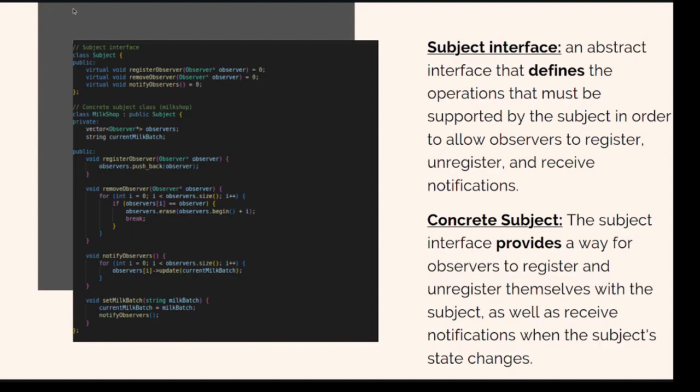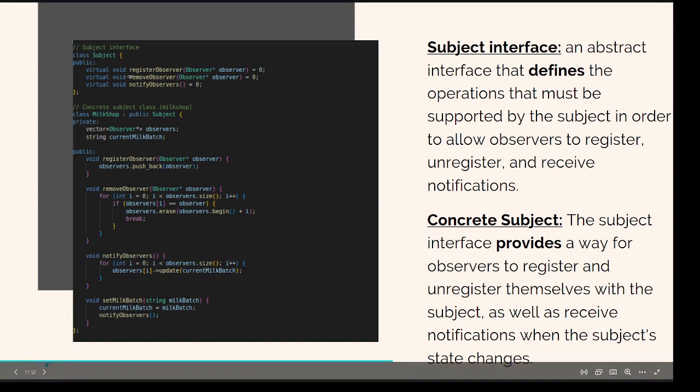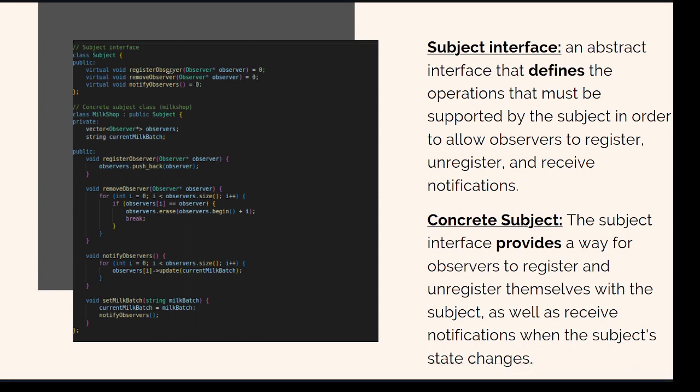So this is the subject class. In this code, there are two main classes, subject and observer. Subject represents the object whose state is being observed, and observer represents the object that is notified when the state is updated.